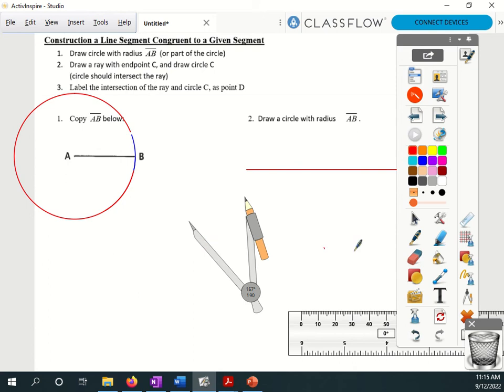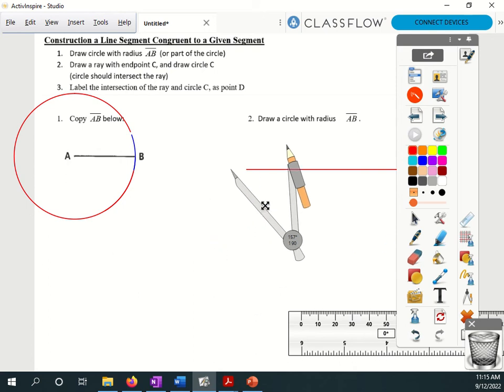So move your sharp point over to the end point right here. We on it? Started so far? We measured AB. We made a little arc or a circle. We drew a ray off to the side. Sharp point on the end point of the ray. And then we're going to draw an arc. We just need the part that cuts through the circle right there. That's all we need.